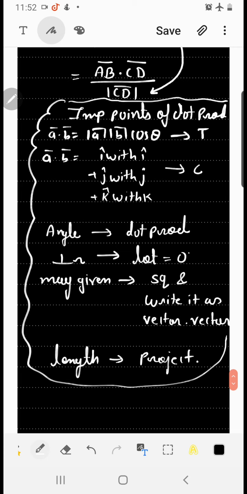Are you getting it? So with this we come to an end of the introduction of the dot product. In the next video we'll be discussing the calculative concept of dot product, and thereafter we'll be discussing the theoretical concept of dot product. Now before I conclude, let me be very clear.